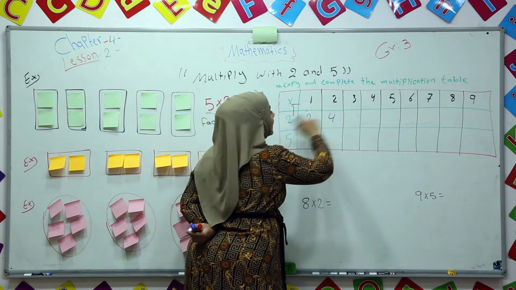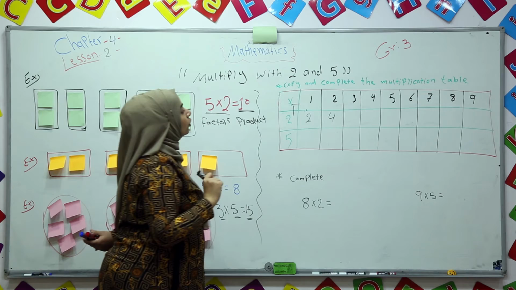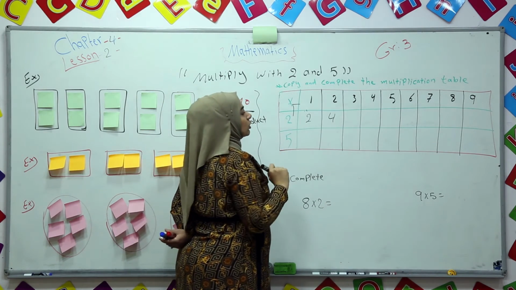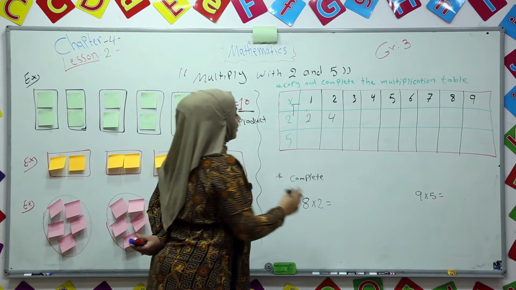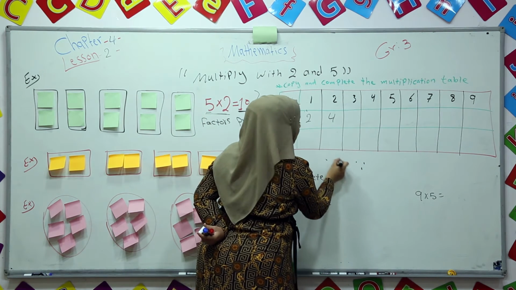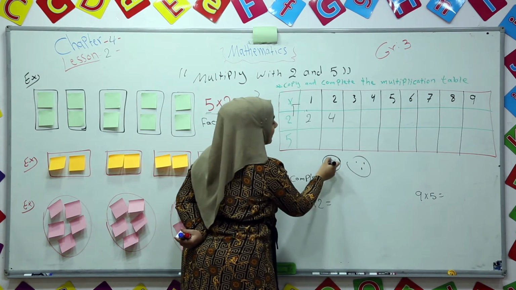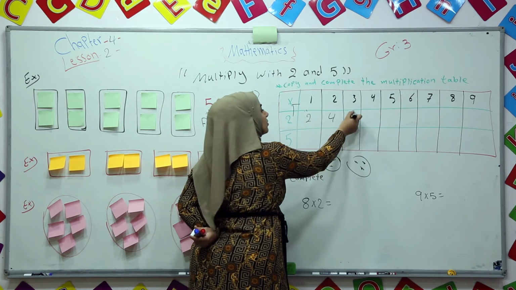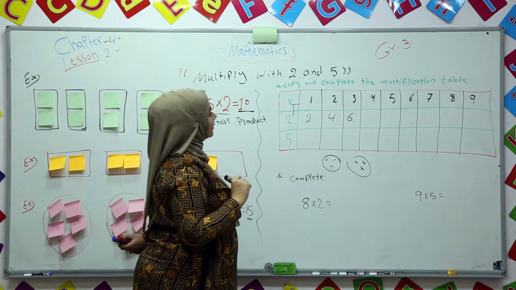2 times by 3. I have 2 groups. Each group contains 3 objects. So what is the answer? 1, 2, 3, 4, 5, 6. So the answer is 6.